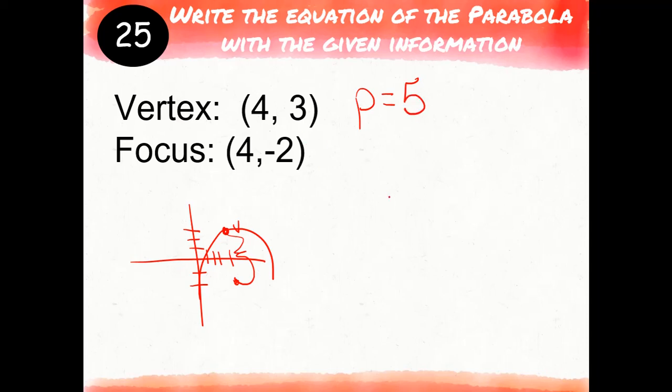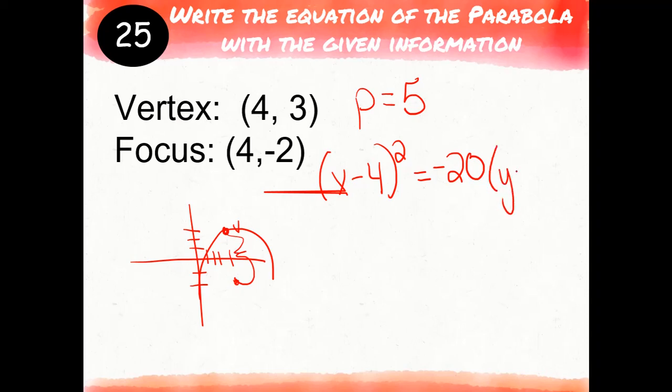I have the vertex. It is pointing down, so I am going to have a negative when I multiply. So I'm going to start writing my equation. It is down, so that means my x is going to be squared. So x minus 4 squared equals 4 times p, which would be 20, but it's a negative because it's pointing down. That's how I'm notating it's going down. And then y minus 3. So I already used x in the equation.